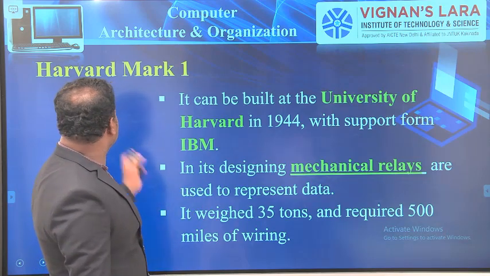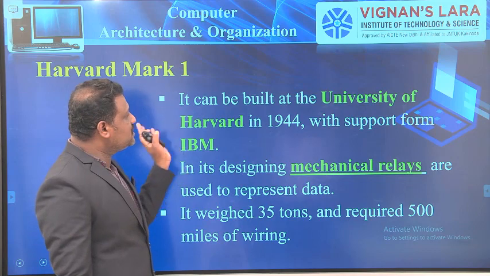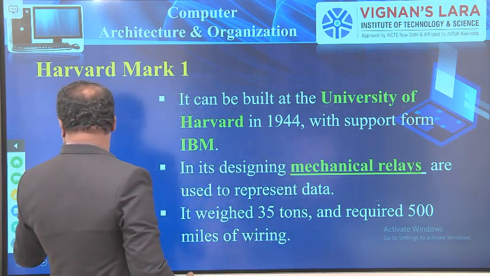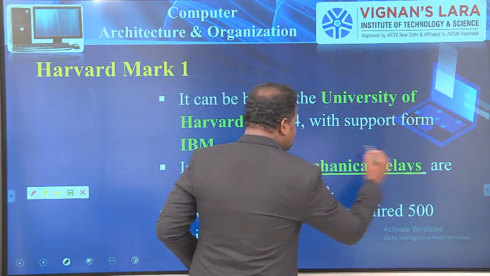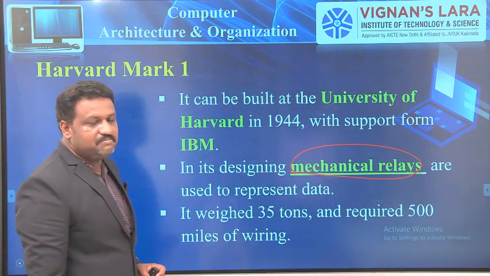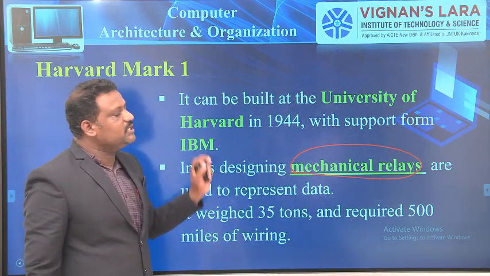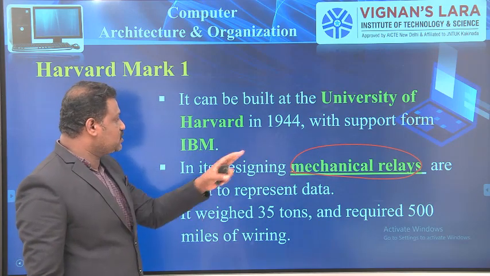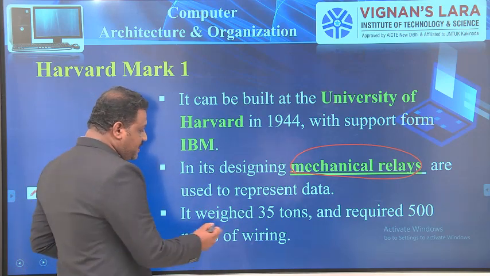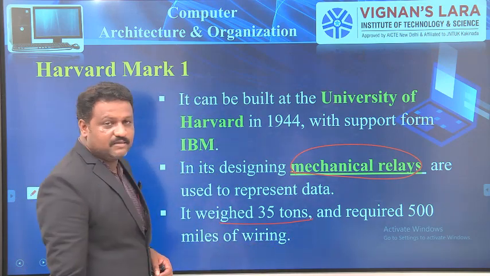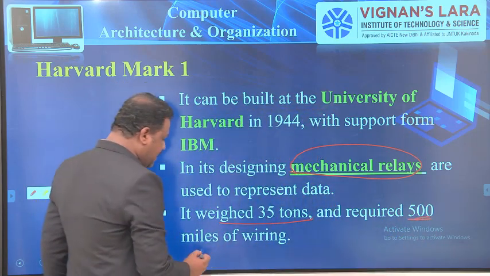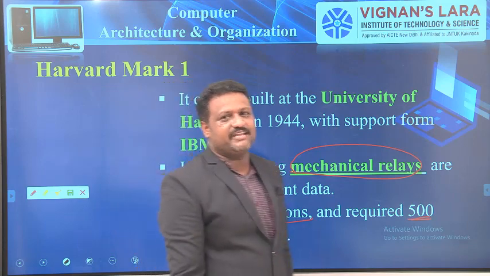Next, this is the Harvard Mark I. This is also built with the help of mechanical devices only. See here, friends, with the help of mechanical relays, we made this Mark I system at Harvard University in 1944 with the support of IBM. The problem with this is the weight of this computer is 35 tons, and we need 500 miles of wiring.